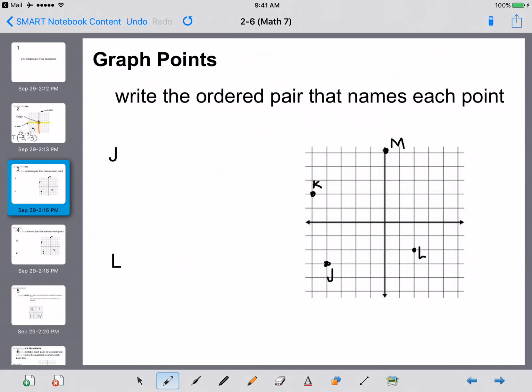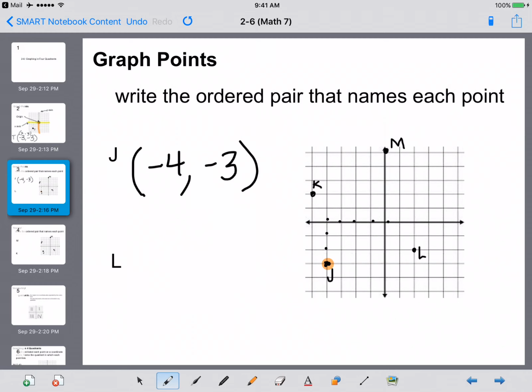So here we want to write the ordered pair that names each point. So we've got J down here. It's X then Y, so you start at the origin, go left it looks like, 1, 2, 3, 4. We went to the negative side, so it's at -4. Then we go up and down. So we're going down 1, 2, 3 to -3. So our point J is at -4, -3.